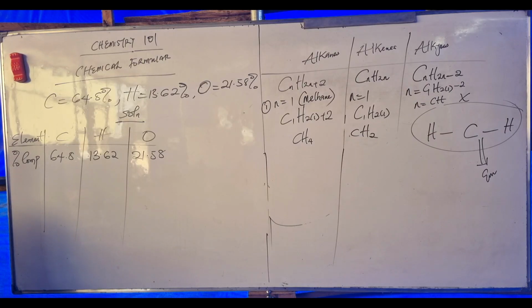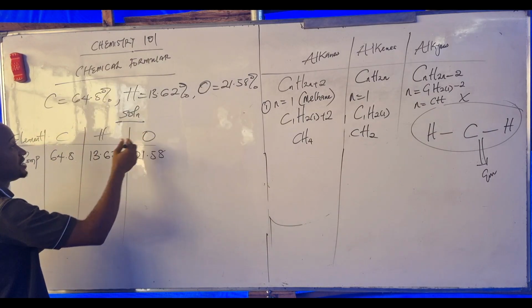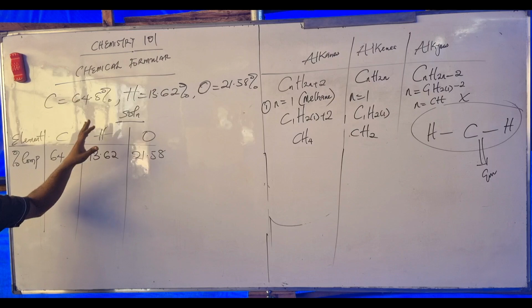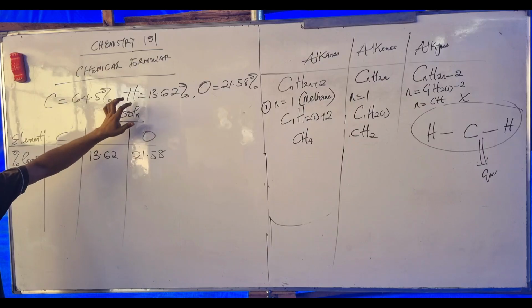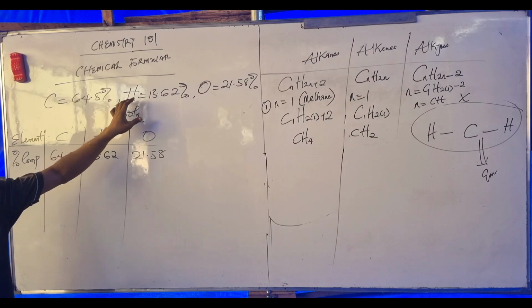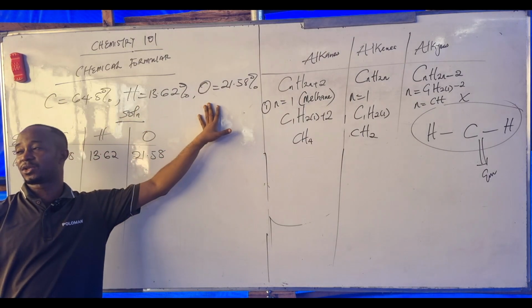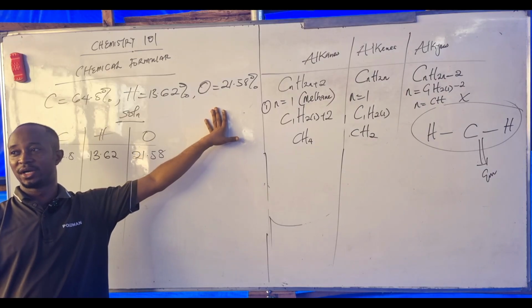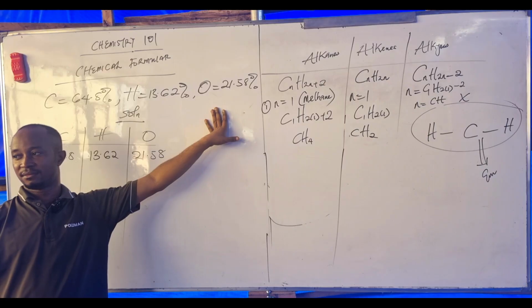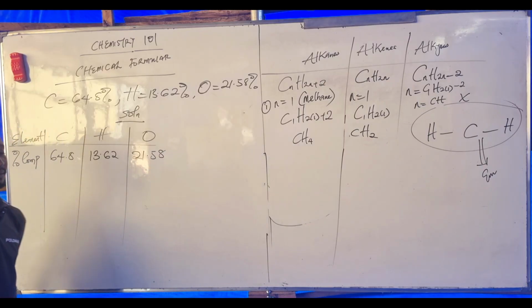Now the next is that each of these has what we call their relative molecular mass. Carbon is what? 16. Or 12 rather. Carbon is 12. What is hydrogen? 1. What is oxygen? 16. What of sodium? 23. Right? What of chlorine? 35.5. Okay. Let's go.